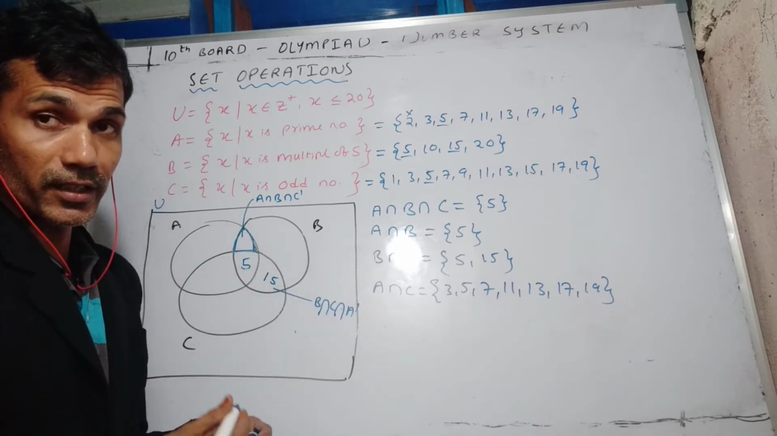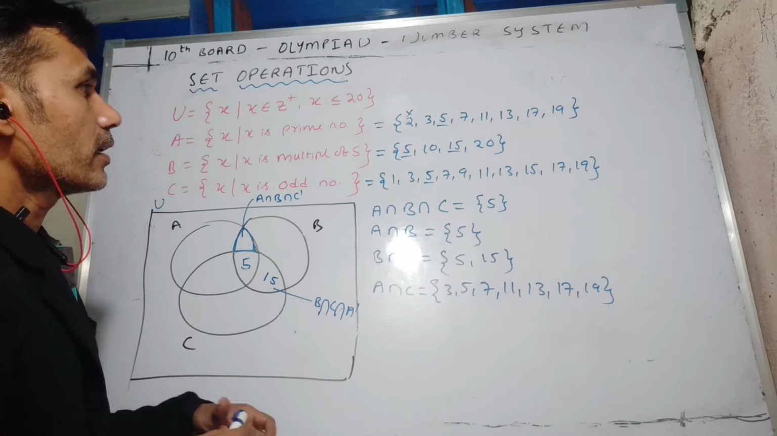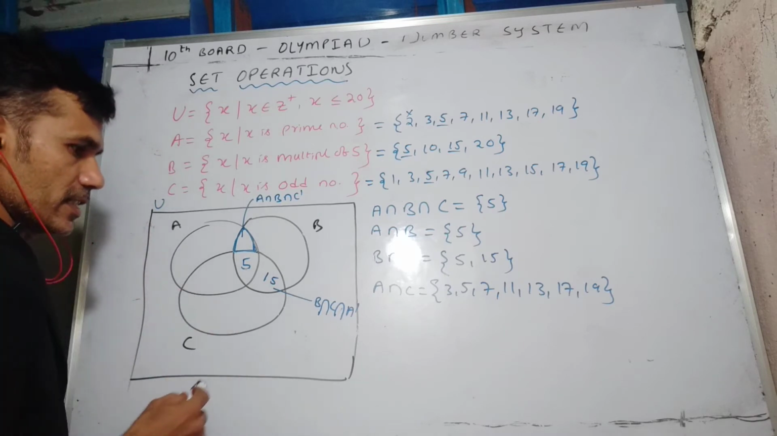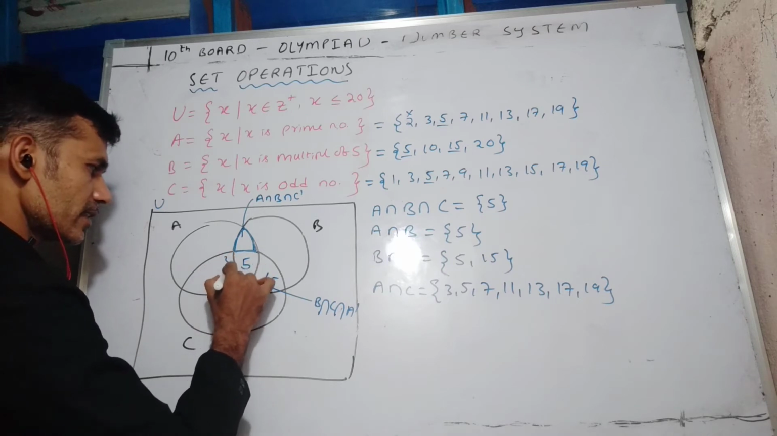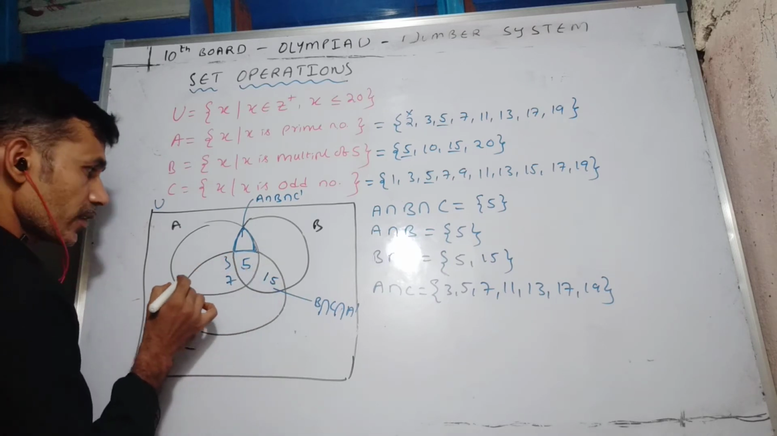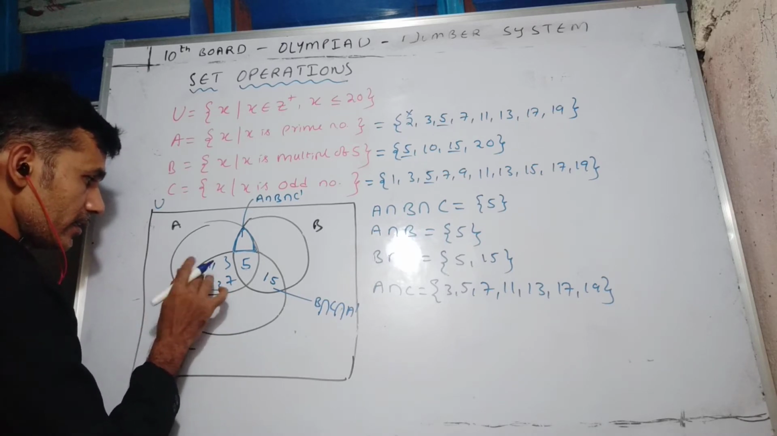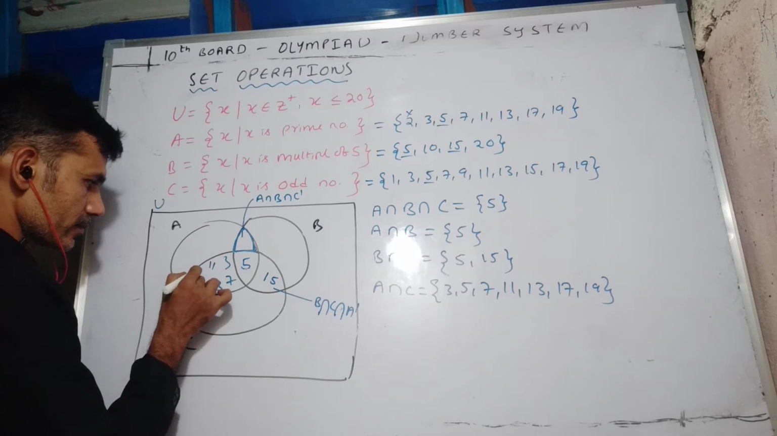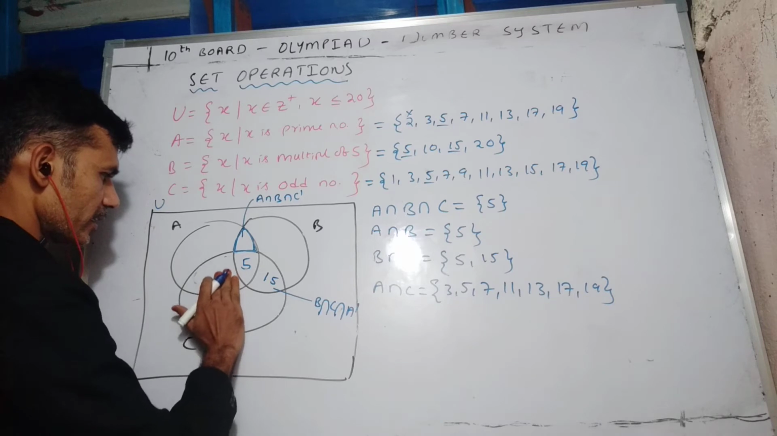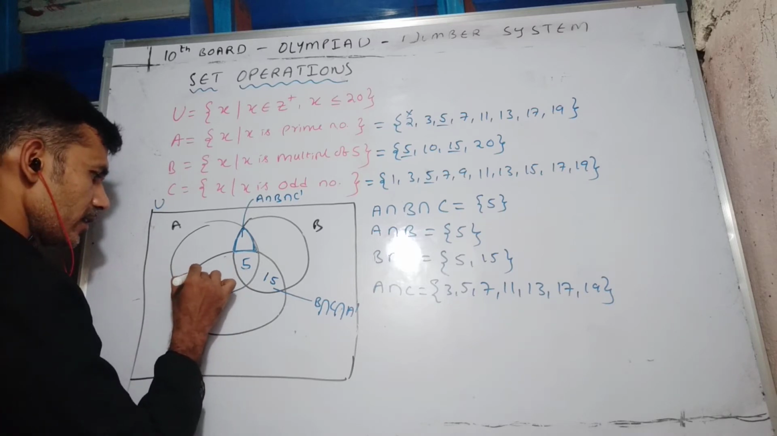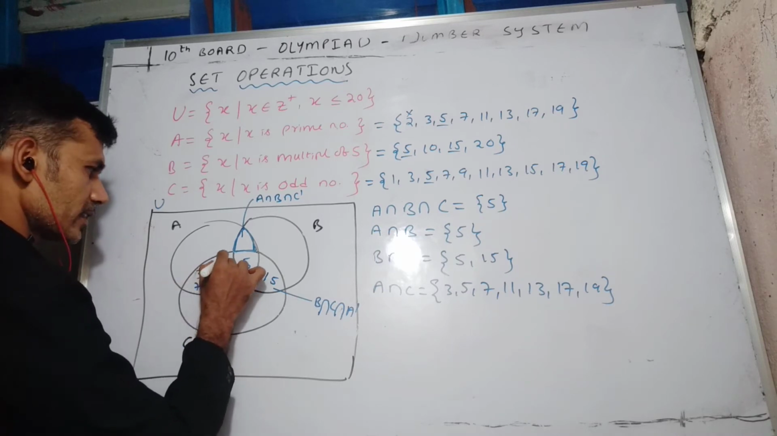We can write their cardinal numbers and verify, and we can get the formula also. We'll write the cardinals. First we'll finish this, then we'll go there. Here 5 is already written. The remaining things we have to write: 3, 7, 11, 13, 17, 19.